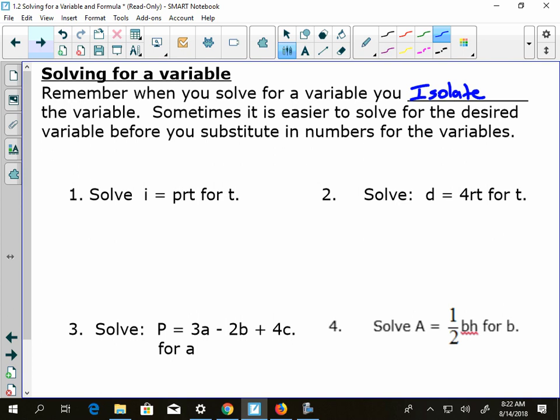So, solve I equals PRT for t. What do I have to solve for, kids? So that means I have to get t all by itself. So what's going on between the p and the r and the t? What is this? Multiplication. How do you undo multiplication? So I'm going to divide both sides by PR. Your p and your r canceled. I over PR equals t.